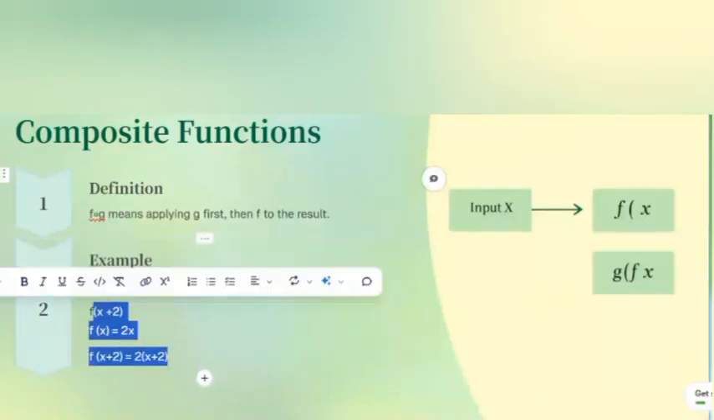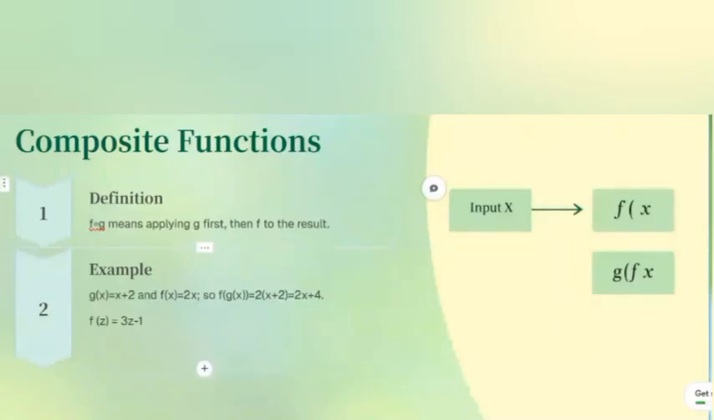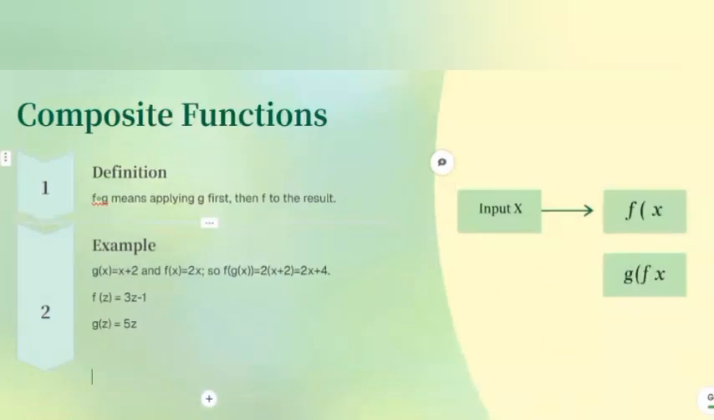And so let me write an entirely new set of functions. So let me say f of z is 3z minus 1, right? And I'm giving g of z as 5z. What are we giving as g of z in this question? g of z is what? 5z, right?